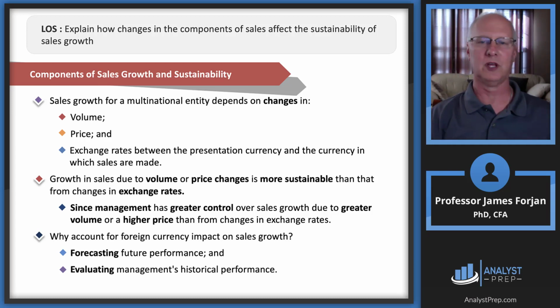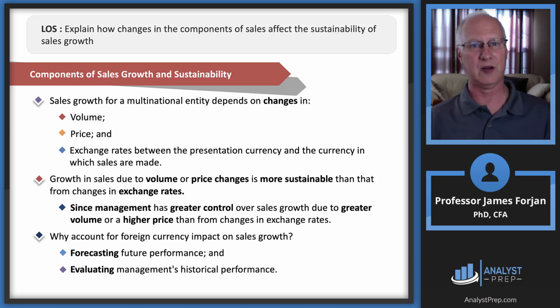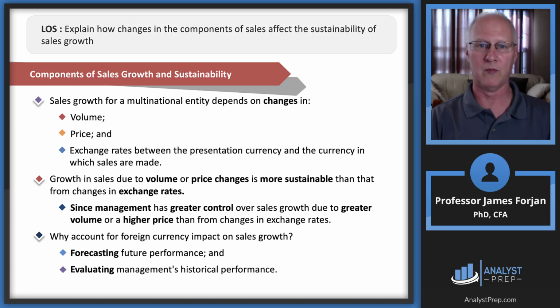So this is a tremendously important concept that we first learned back with the Myron-Gordon growth model. Remember, we subtract G in that denominator, and that's always the sustainable growth. So here we're trying to look at this from a global perspective. Sustainable growth for a multinational depends on things like volume, price. So price depends on things like branding. And then, of course, the exchange rates that are going to occur as they fluctuate over time, but more importantly, the presentation currency and then the currency in which the sales are made.